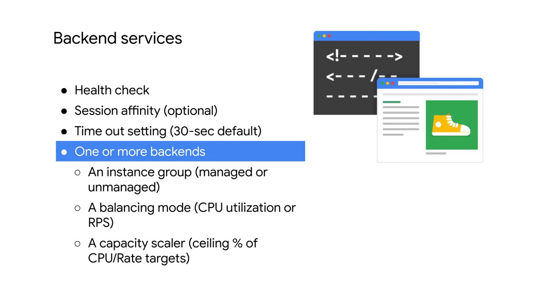The balancing mode can be based on CPU utilization or requests per second. A capacity setting is an additional control that interacts with the balancing mode setting. For example, if you normally want your instances to operate at a maximum of 80% CPU utilization, you would set your balancing mode to 80% CPU utilization and your capacity to 100%. If you want to cut instance utilization in half, you could leave the balancing mode at 80% CPU utilization and set capacity to 50%. Now, any changes to your backend services are not instantaneous. So don't be surprised if it takes several minutes for your changes to propagate throughout the network.